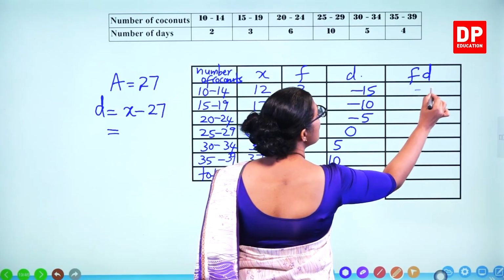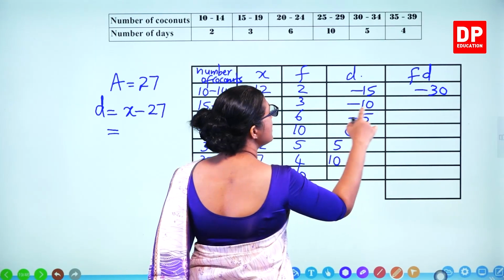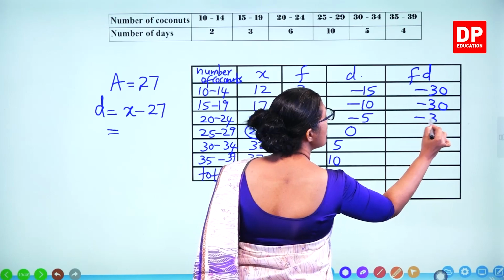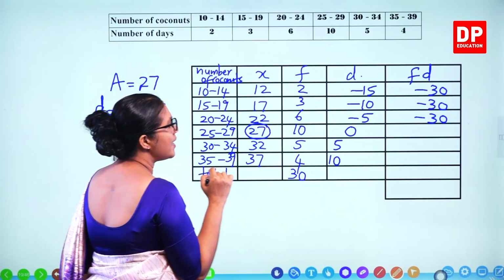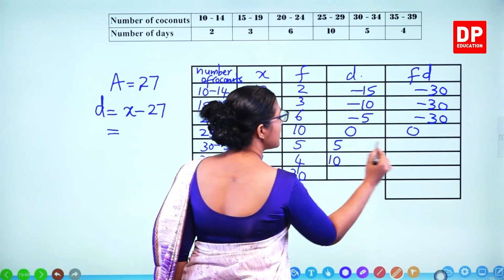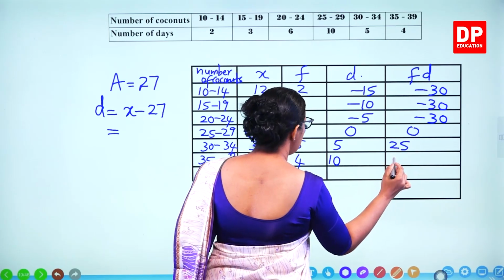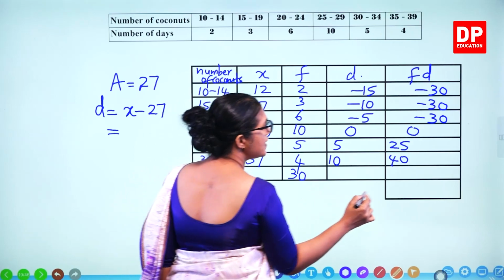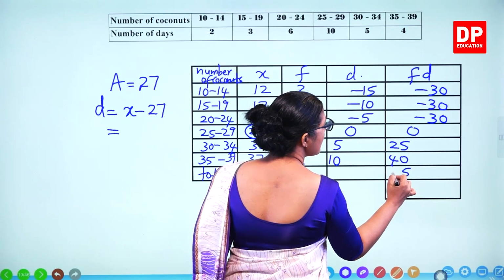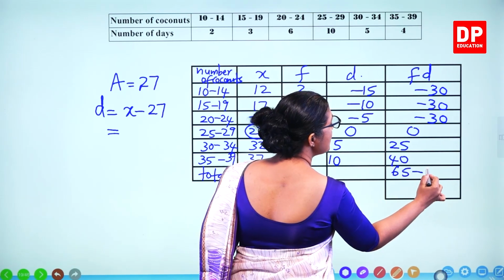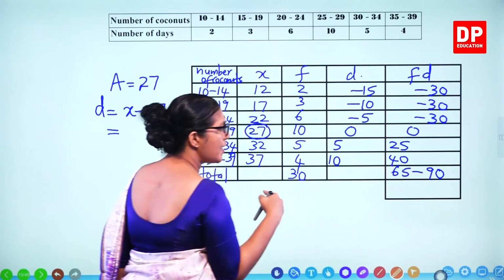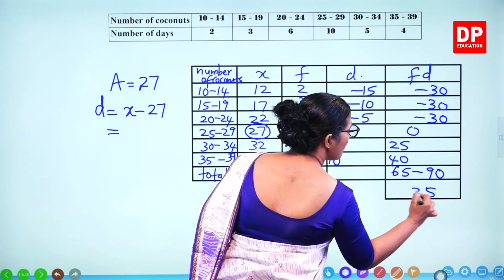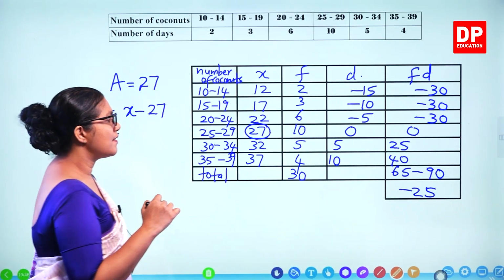2 times minus 15, minus 30. 3 times minus 10, minus 30. 6 times minus 5 also minus 30. All negative. This is 0. 5 times 5, 25. 10 times 4, 40. Positive values, 65. Negative values, 90. What's the difference? Minus 25 is the difference.